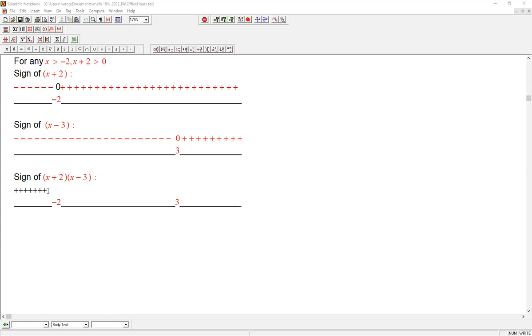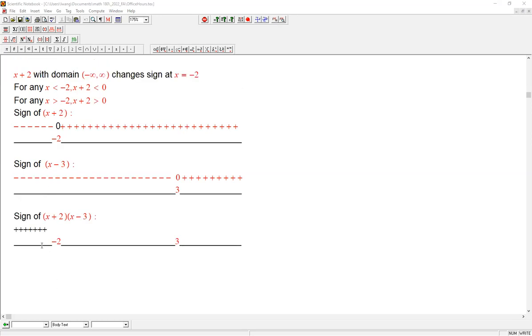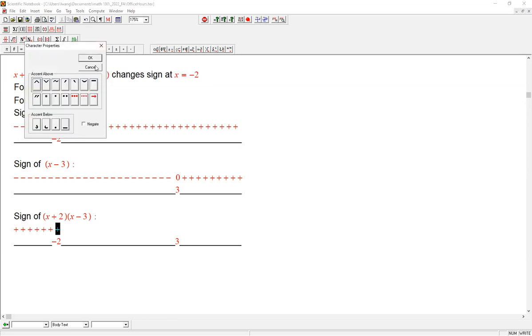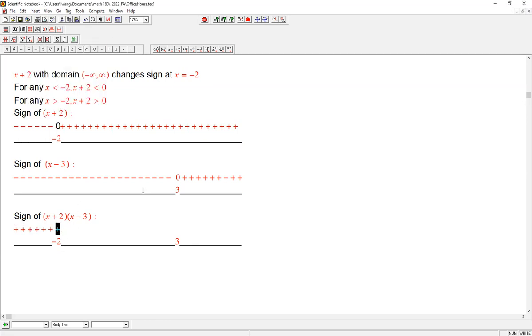All right, so when we pick any number less than -2 and plug in the product, we end up with negative times negative, because for numbers less than -2, x plus 2 is negative and x minus 3 is negative, so negative times negative is positive. And continue when we pick -2. When -2 is picked, x plus 2 is 0. 0 times anything is going to be 0.